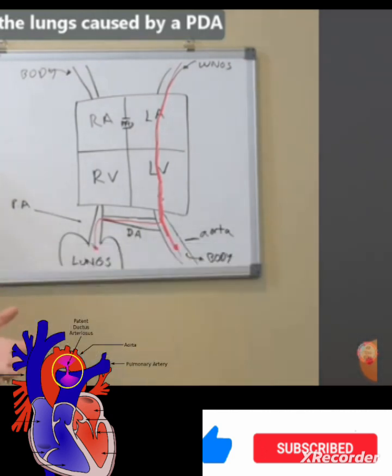So you might see that the FiO2 has gone up, you might be needing a higher PEEP, you might be needing a higher tidal volume, just to get the same amount of gas exchange that you were getting before you had all that left to right shunting.